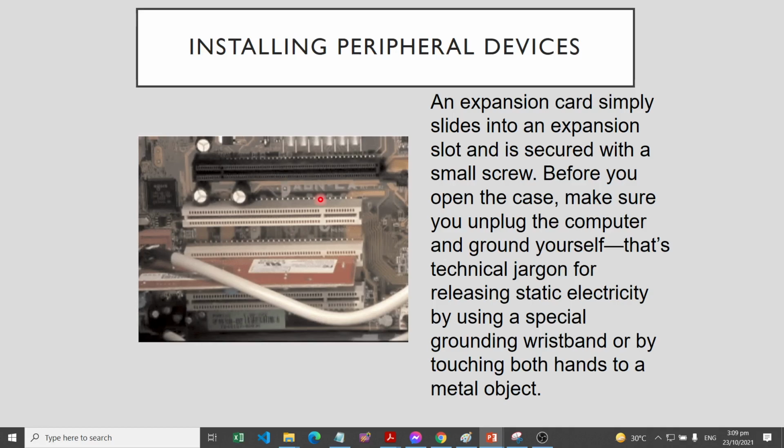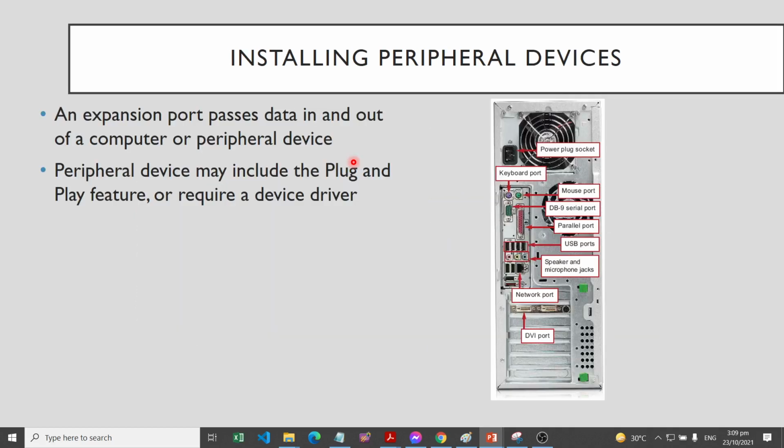Now, what's an expansion port? It's any connector that passes data into and out of a computer or peripheral device. It is similar to an electrical outlet because you can plug things in to make a connection. And expansion ports are usually incorporated in the system board. Computer system units are designed with openings that make these ports accessible from outside the case.